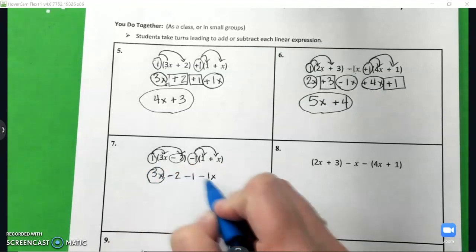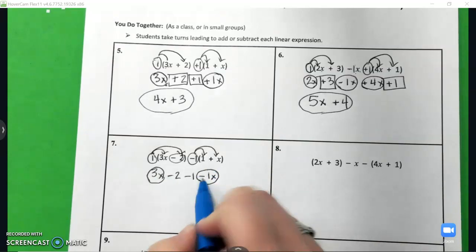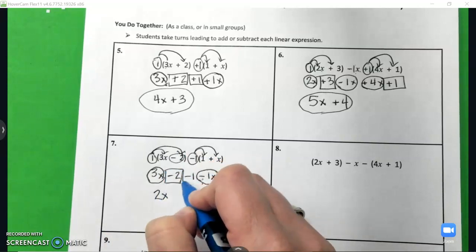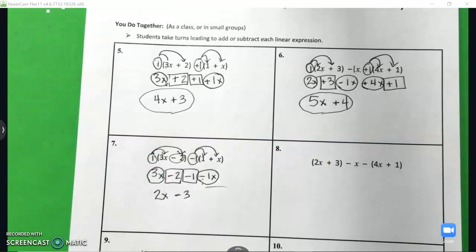So I have 3x minus 1x. Remember that I have to circle that sign in front. So 3x minus 1x would be 2x. And now I have minus 2 minus 1, so that would be negative 3. That would be my simplified version.